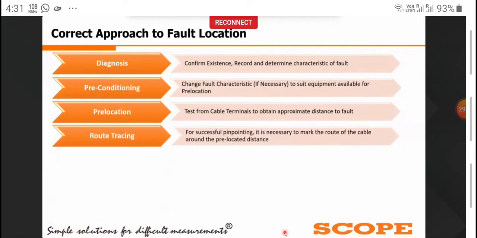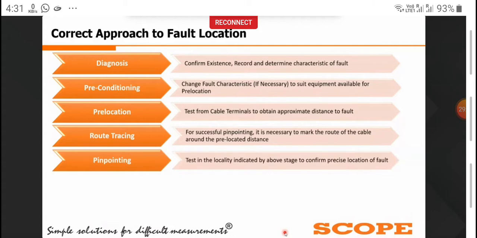It is always necessary to conduct route tracing before pinpointing, because it is not necessary that every user will be aware of the route of the cable. So route tracing is a must before pinpointing. After the route tracing, the pinpointing step is carried out. In pinpointing we locate the exact location of the cable fault. Within the area marked in the route tracing step, we do the pinpointing by using a surge generator or thumper and a pinpointing set.